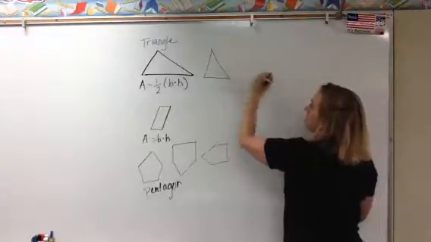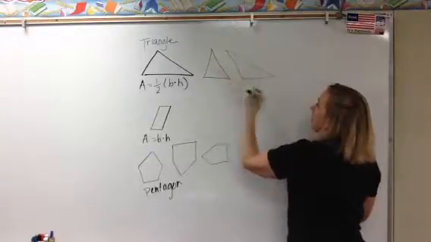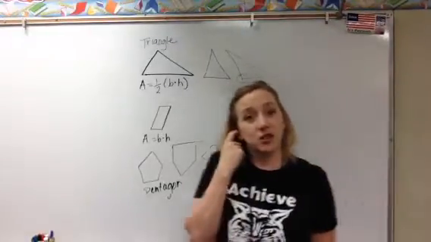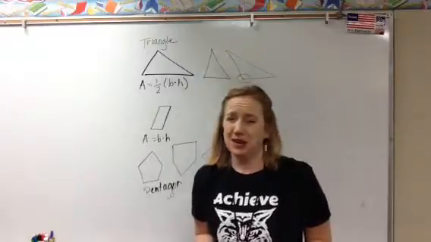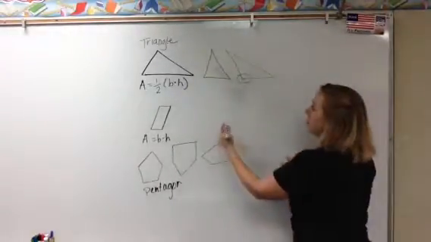Or we can do an obtuse triangle where we have one angle, let's see, this is our angle right here. That angle is larger than 180 degrees. Like, wait a minute, time out, Mrs. Siegel, what are you talking about? Well, let me show you.